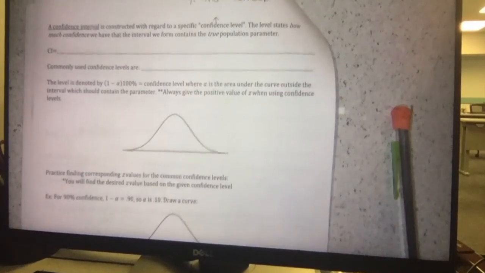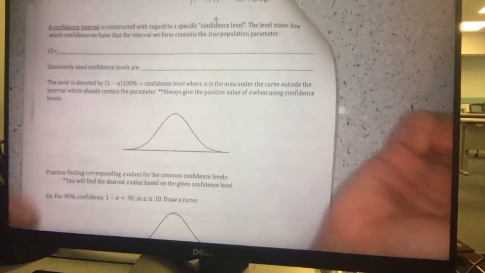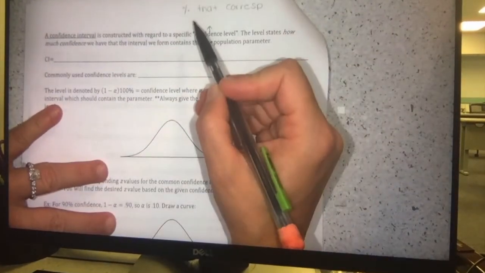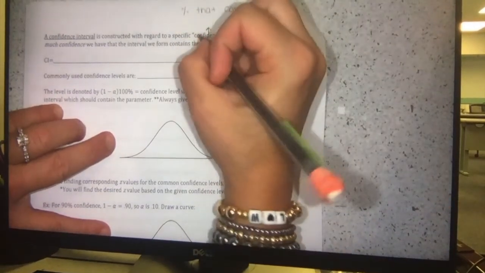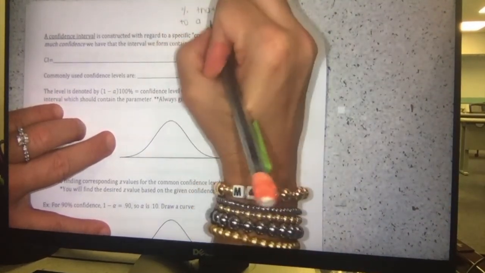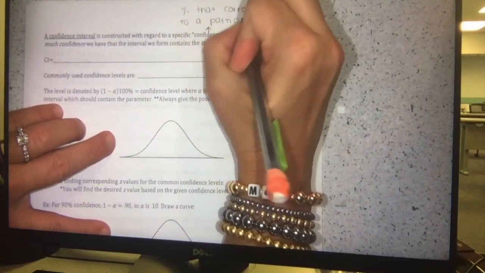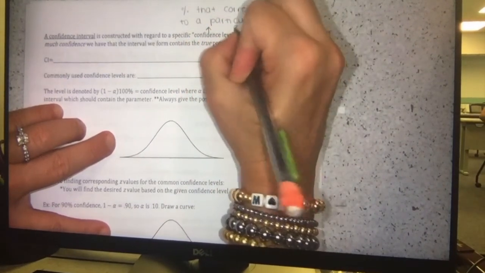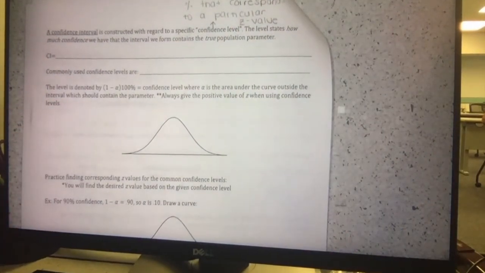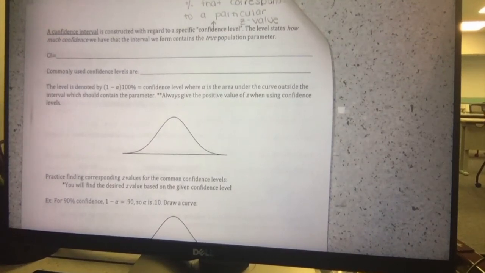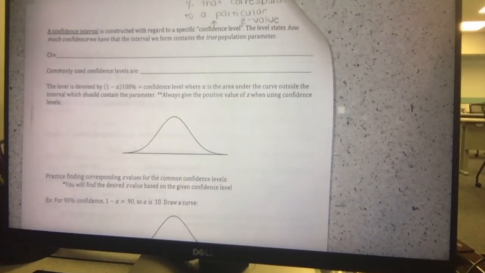So a confidence interval is constructed with regard to a specific confidence level, which is a percentage that corresponds to a particular z-value. So remember we talked about before our friend Chebby Cheb. Remember him? Or her? I don't know who, whatever they were. But remember that person? And we said that it was like 95% confident, you know, all that stuff.